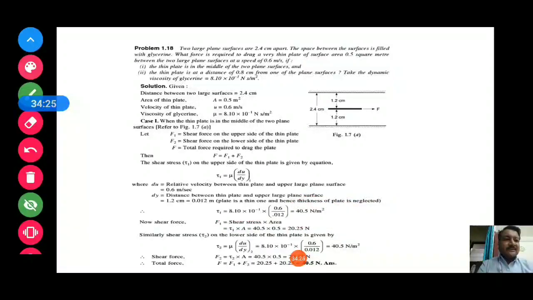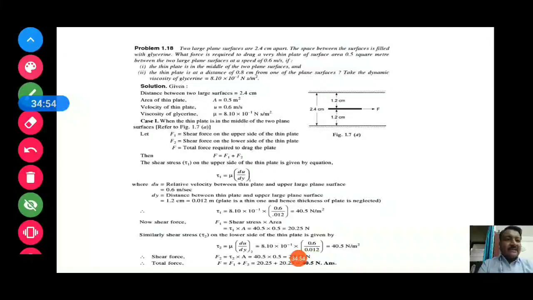Now the next one is to find out the force. Use this formula: F1 is equal to shear stress into area. So shear stress is 40.5, area is 0.5. The area of the thin plate is given as 0.5. So finally you are getting the F1 value as 20.25 Newton.